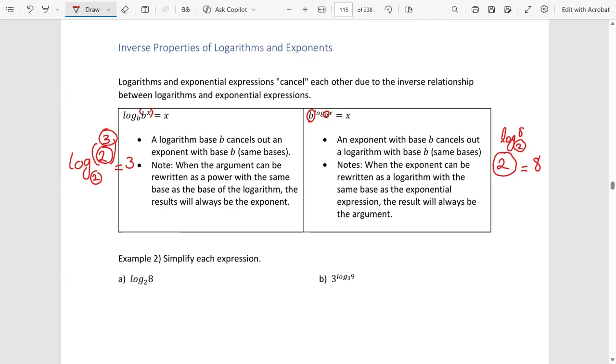Otherwise, if the bases are not the same, you need to find what the log of 8 base 2 is. If it's 3, put 3, and then you say, okay, what is 2 to the third power? It's whatever it is.